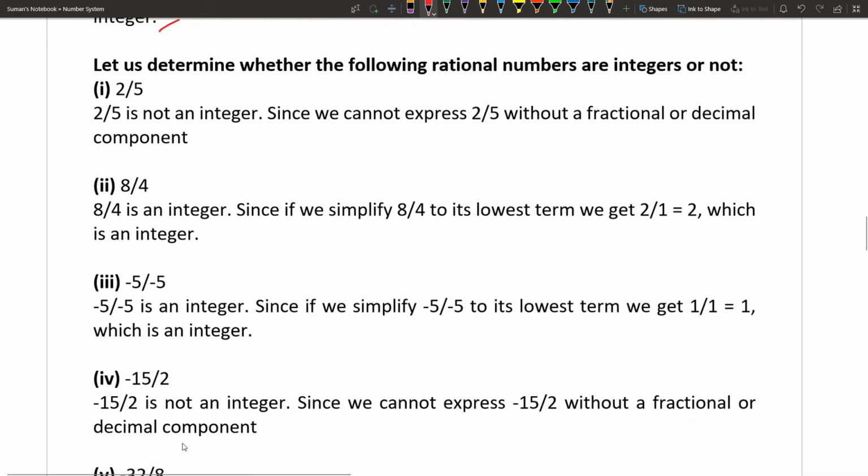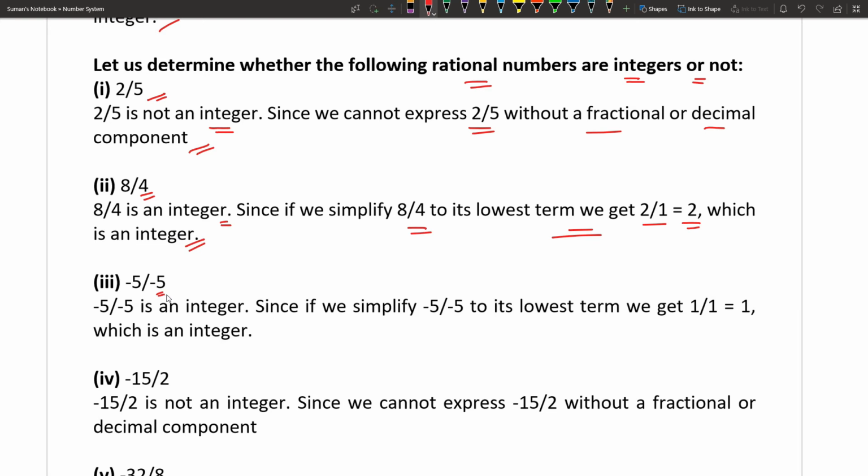So next we describe the complete thing with some examples. Let us determine whether the following rational numbers are integers or not. Suppose 2 by 5, that is not an integer, since we cannot express 2 by 5 without a fractional or decimal component. So that is a rational number but not an integer. 8 by 4, that is an integer, since we simplify 8 by 4 to its lowest term, that is 2 by 1, or that is equal to 2, which is an integer.